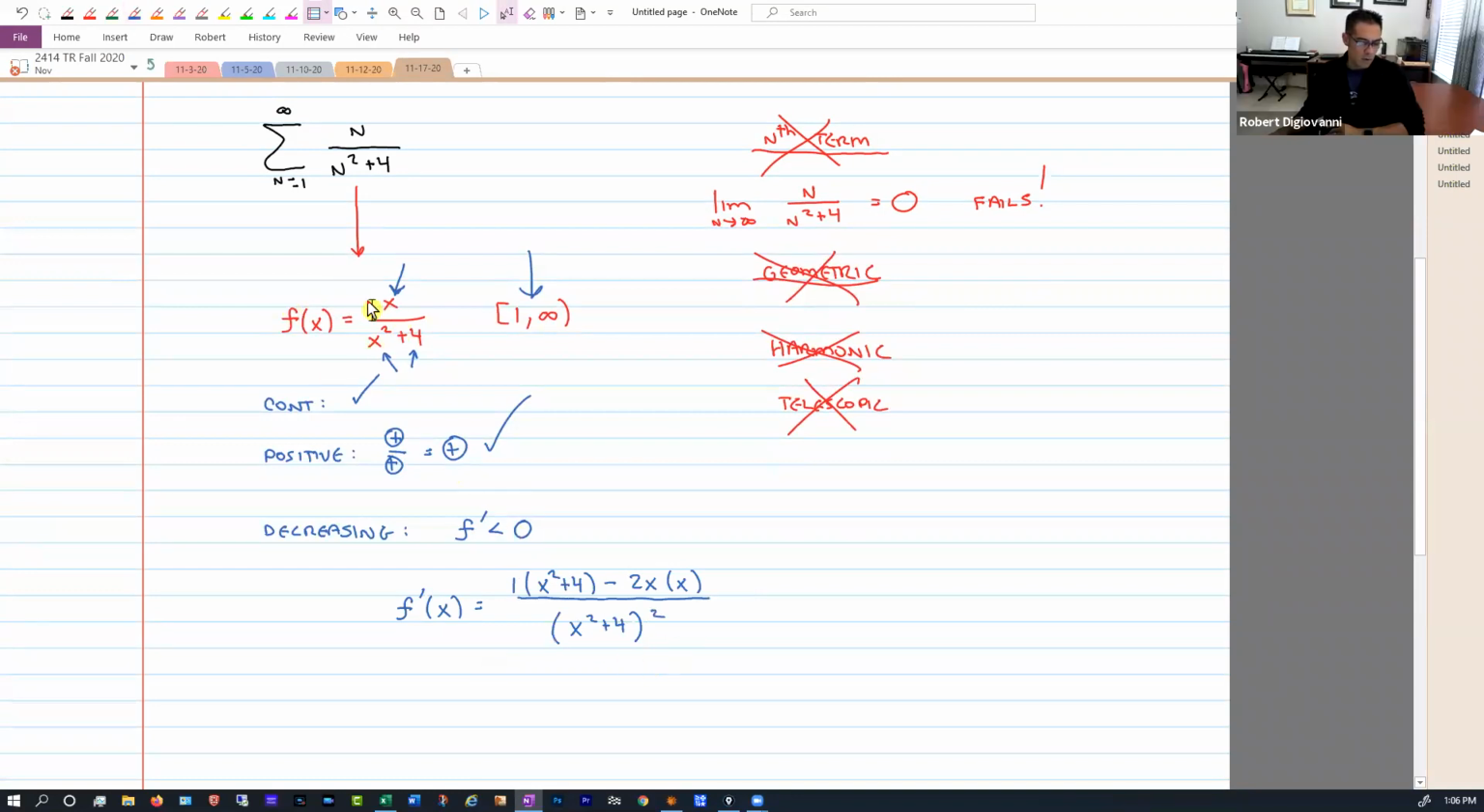And so if I do the quotient rule on this function, I get this, and that I think simplifies to, let's see, (4 minus x squared) over (x squared plus 4) squared. I know that the denominator is always positive because I'm going to take some number and eventually square it. And now the numerator, this is a little bit weird, but is the numerator always negative?